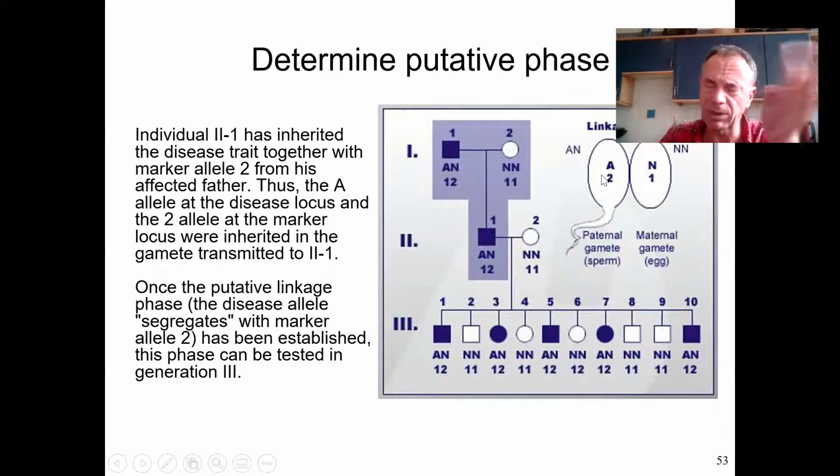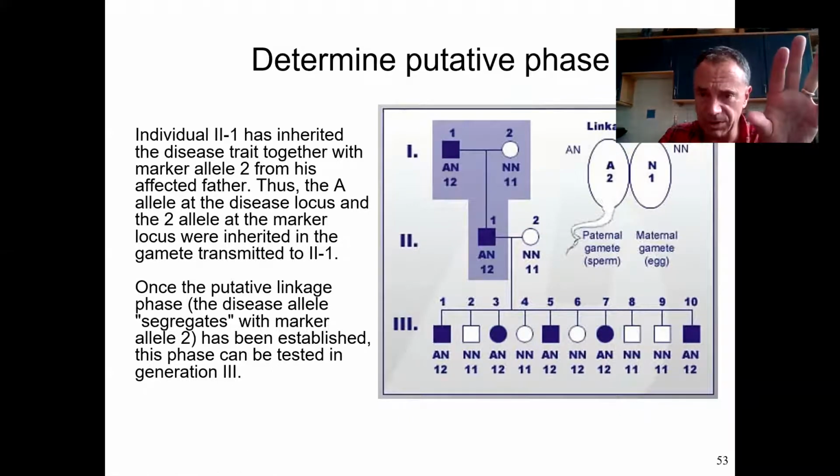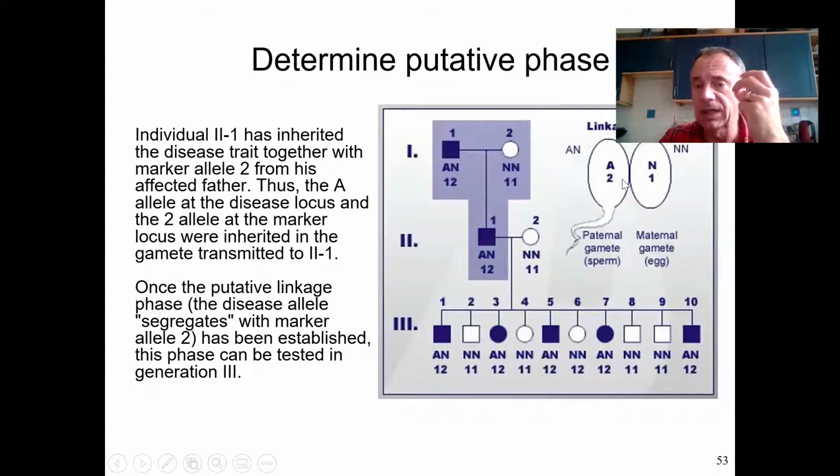Now, we don't yet know whether on the same chromosome or not, but we know that somewhere on all the chromosomes that this sperm contained, at the disease locus they had the A allele, and at the marker locus they had the 2 allele. And we know similarly that the ovum would have had a normal allele of the disease gene and a 1 of the marker allele, because that's all the mother had, and that's what makes up the rest of this person's genotype. So we're cool with that.